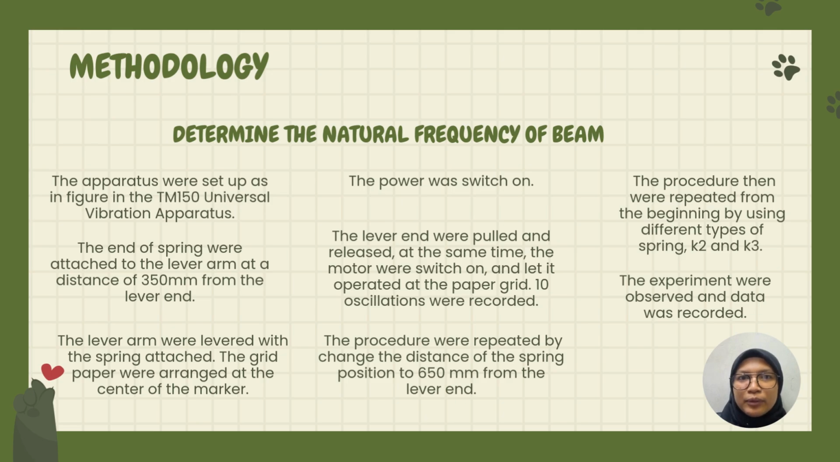At the same time, the motor was switched on and let to operate at the paper graph, and 10 oscillations were recorded. The procedure was repeated by changing the distance of the spring position to 650 mm from the lever end, and the procedure was repeated from the beginning using the different types of springs K2 and K3, and the experiment was observed and data was recorded.